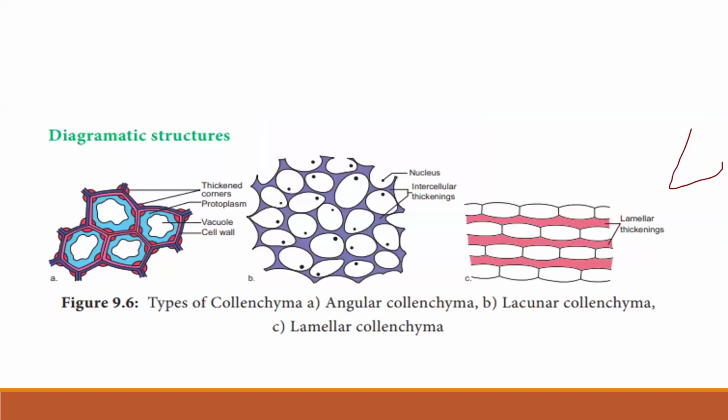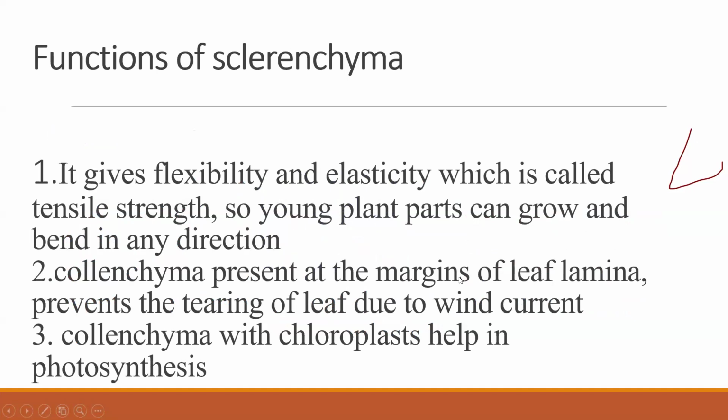First one is the angular, only at the angles. So here, the blue colored one. These thickenings are intercellular, that is lacunar parenchyma. This one is the tangential or lamellar parenchyma. The main function is that it gives flexibility and elasticity to the plants. That is called tensile strength. Due to the presence of this parenchyma, the plants cannot break due to heavy winds. Young stems cannot break due to the presence of this parenchyma.